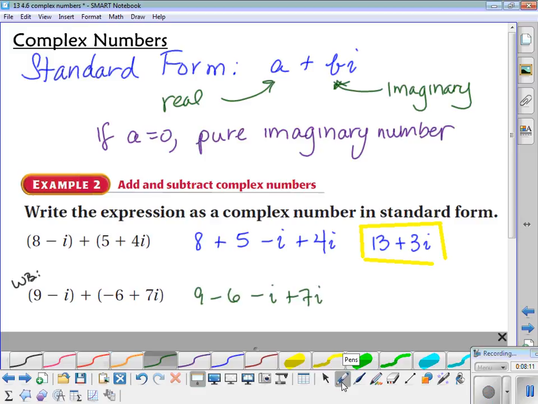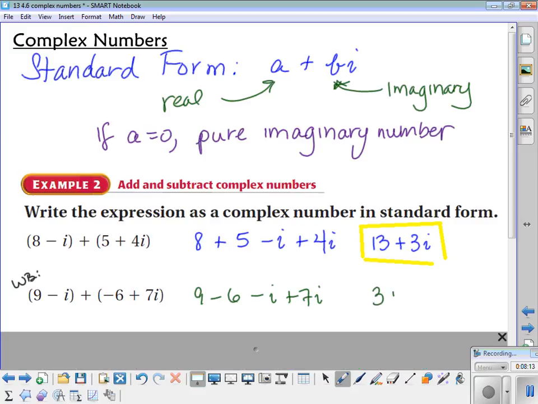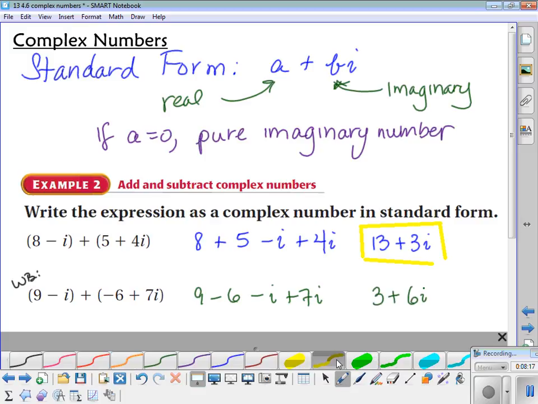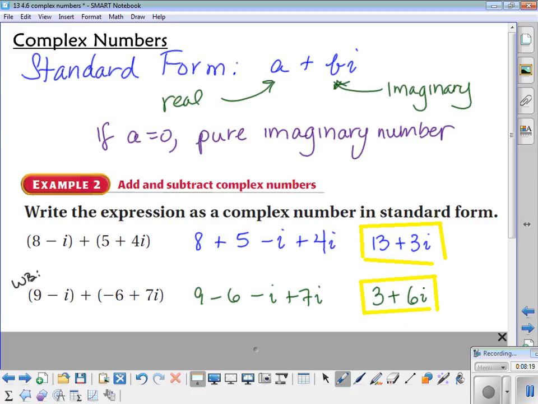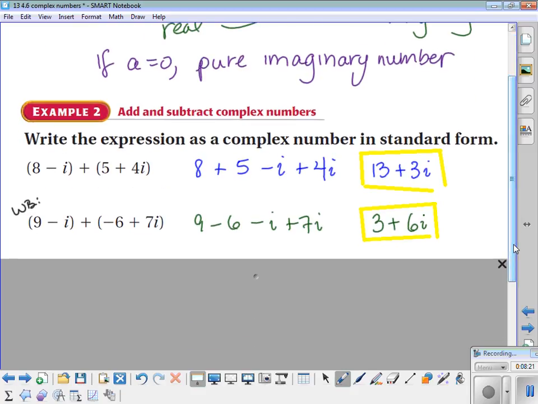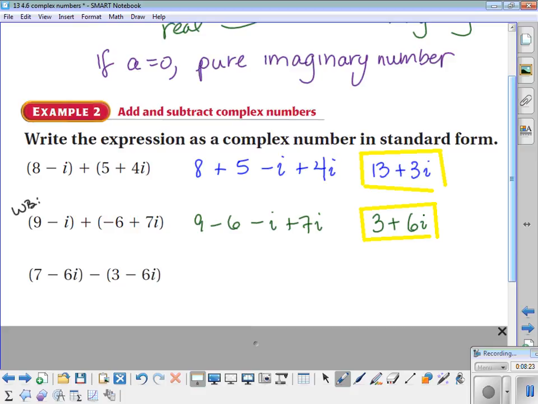All right, so it looks like we were all getting 3 plus 6i. All right, let me show you another one. Now we're going to subtract instead of just add. So now I've got 7 minus 6i, and I'm subtracting 3 minus 6i.